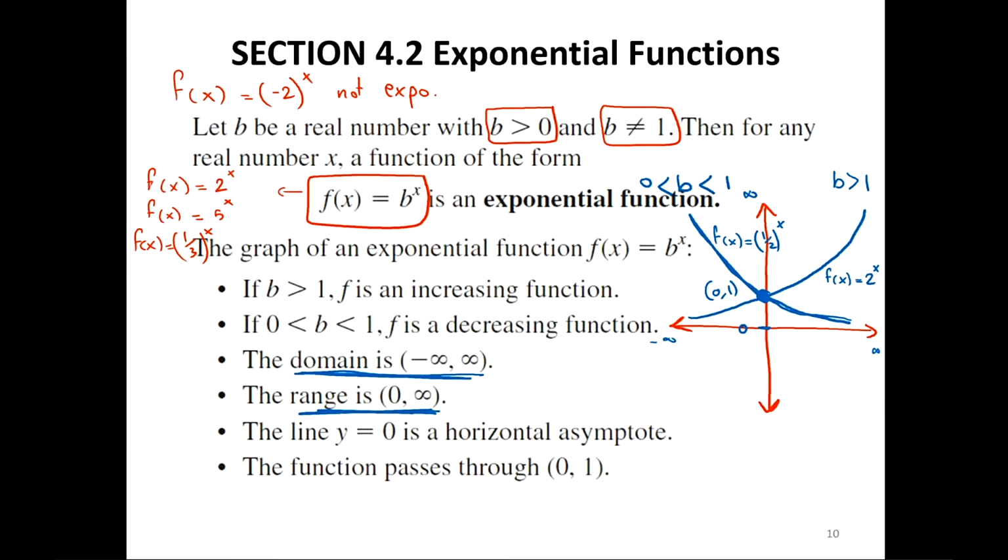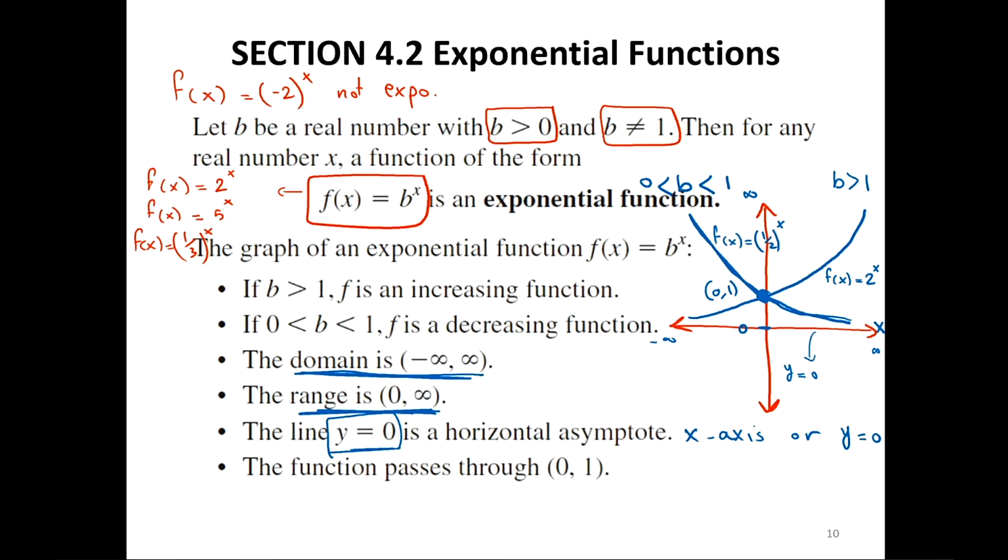And we have a horizontal line. What's the horizontal line? It is the x-axis, which is called y equals 0. The y-axis is x equals 0. So we have the horizontal line, the x-axis or y equals 0. Then the horizontal asymptote is the x-axis or y equals 0.